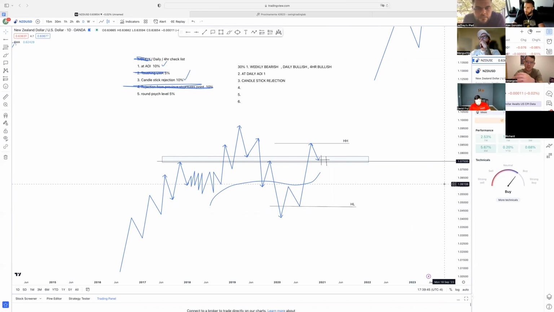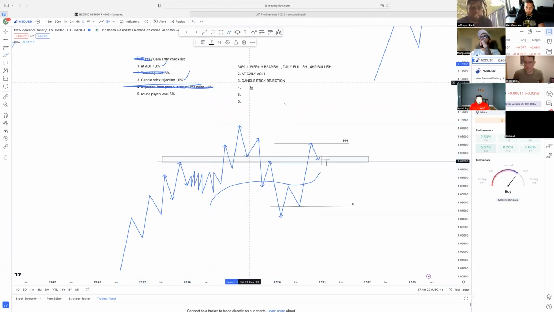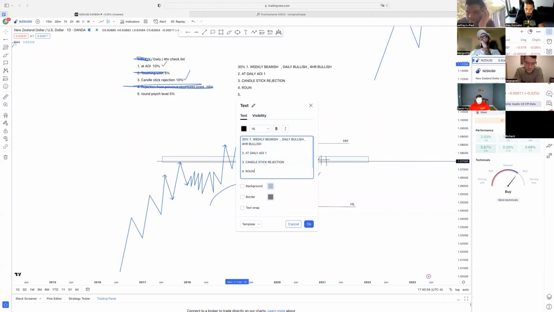You see how simple that is, right? Like the round psychological level is so easy. So do we have a round psychological level from this trade? Type 1 if yes, type 2 if no. Exactly. So right now we would have round psych level.